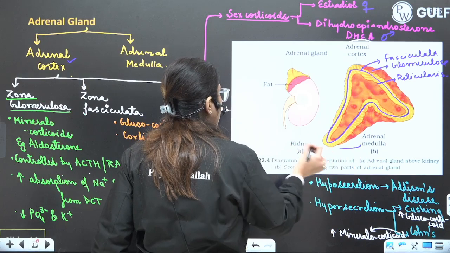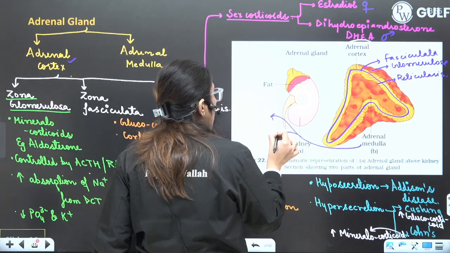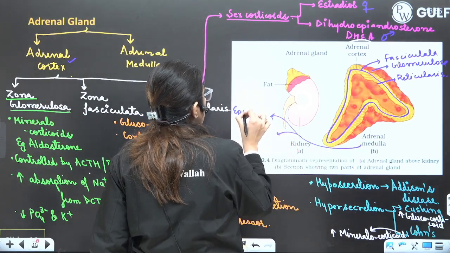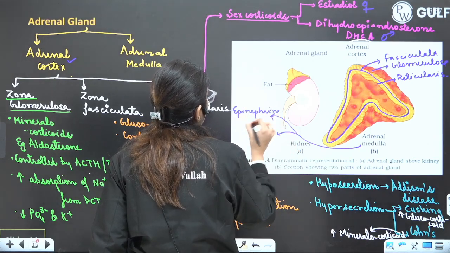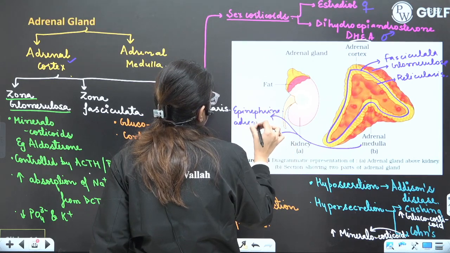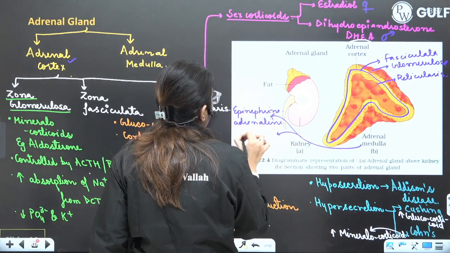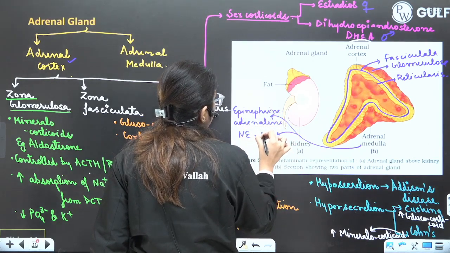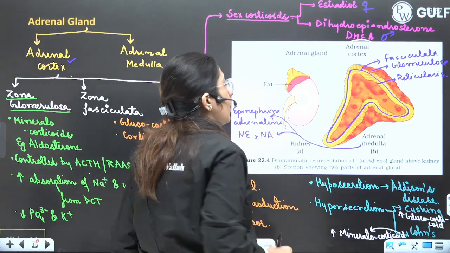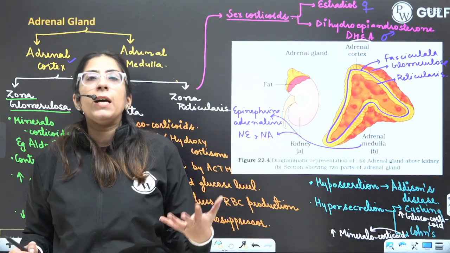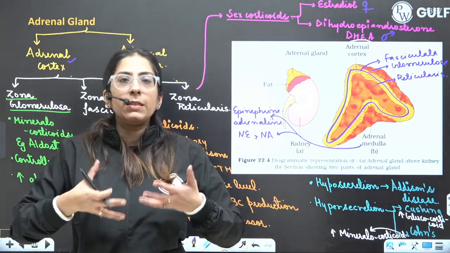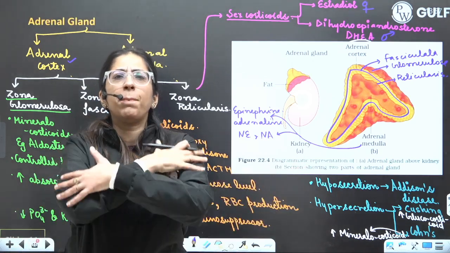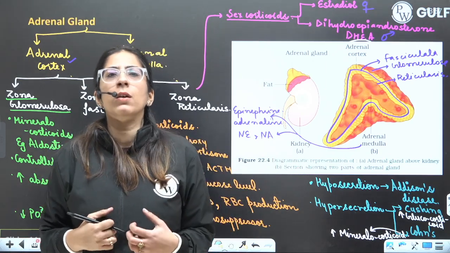Let's talk about this medulla. Though we have already done it in the previous chapter, the medulla secretes two hormones: epinephrine or adrenaline, and norepinephrine or noradrenaline. Same. They are part of the sympathetic nervous system, and they increase the heart rate, increase the breathing rate, piloerection, sweating.